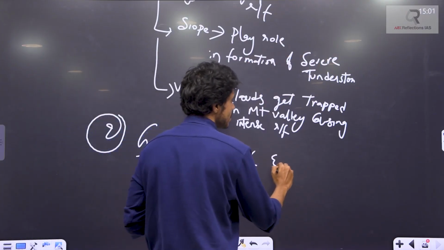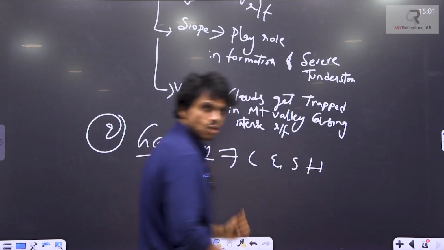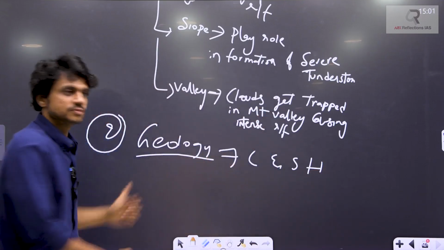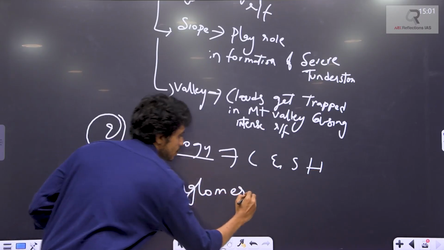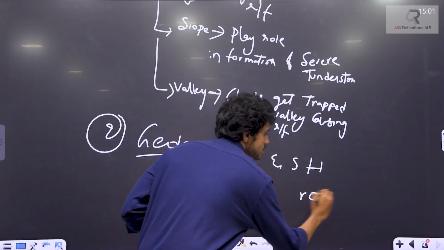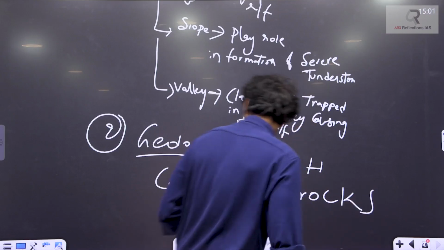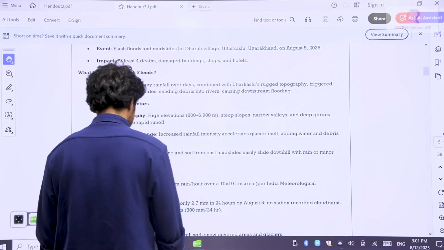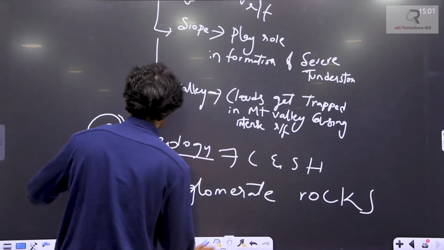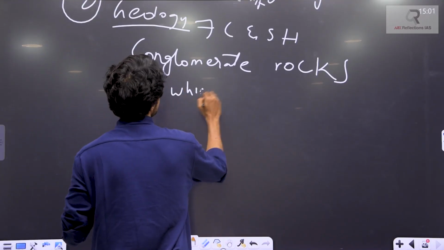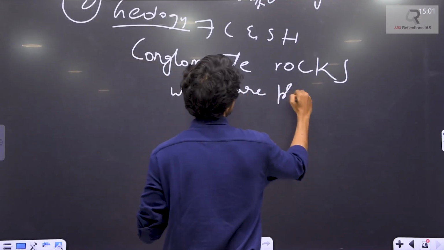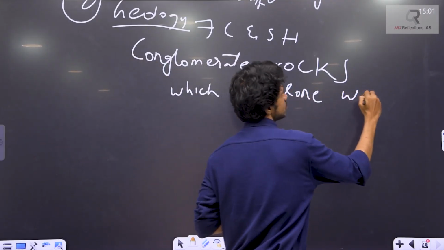The Lesser Himalayas and the Shivaliks have conglomerate rocks, which are prone to weathering and erosion.